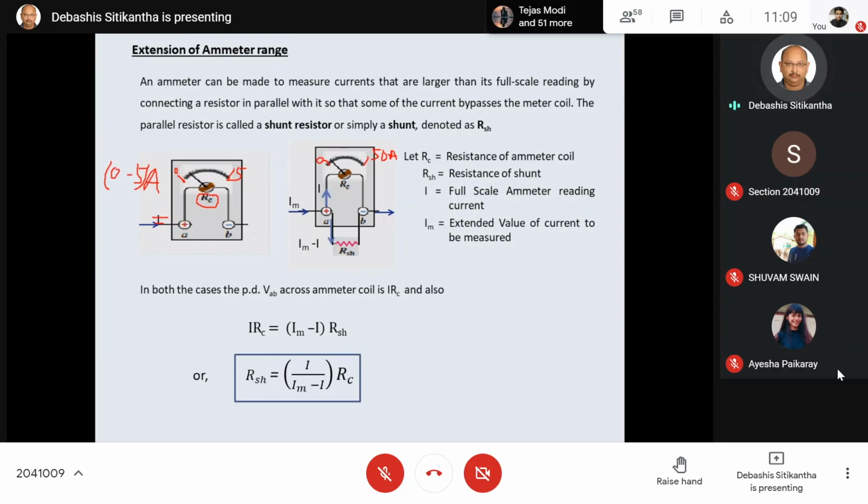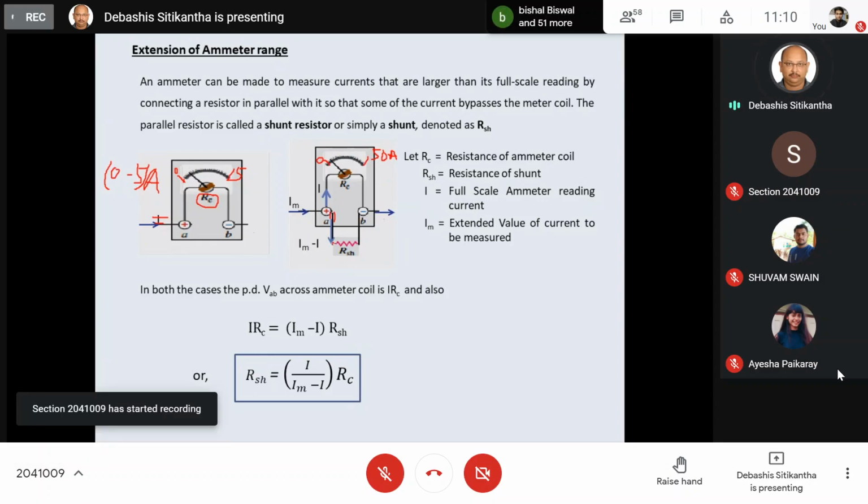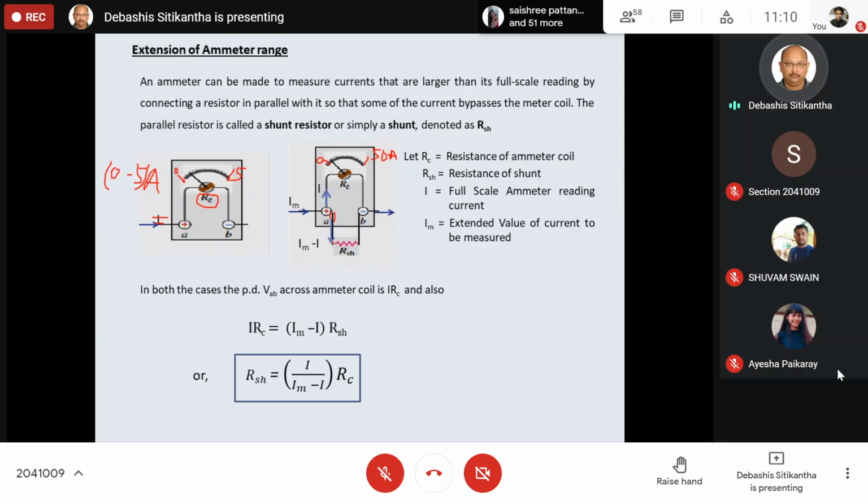Now, suppose I want to increase the maximum current that this particular existing ammeter can measure. Then what we need to do is connect another resistance in parallel across this coil RC. That resistance is usually known as a shunt resistance, or simply a shunt. So if a shunt is connected across an ammeter coil, always remember that we have extended the range of the ammeter.